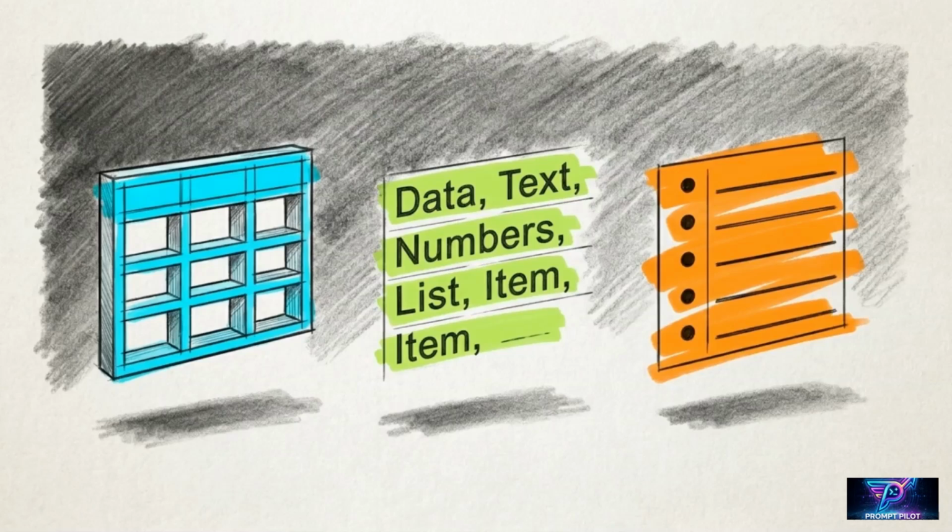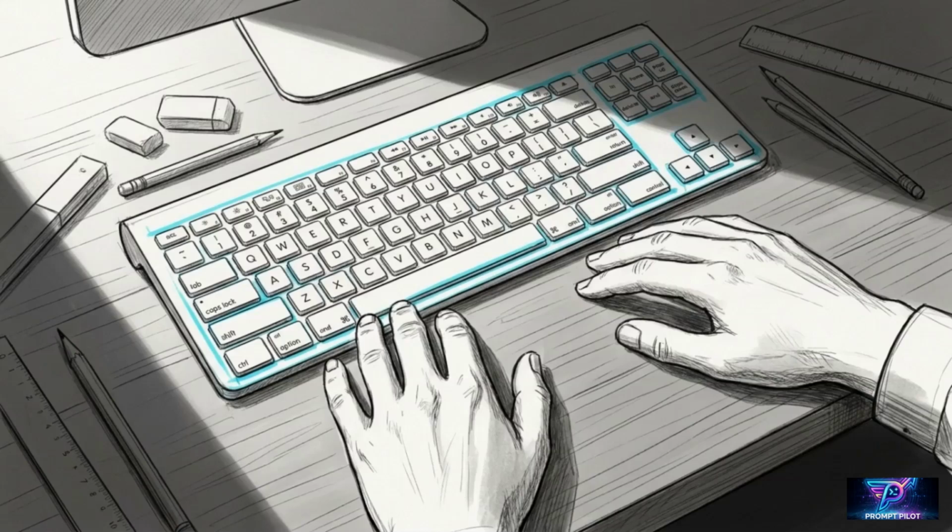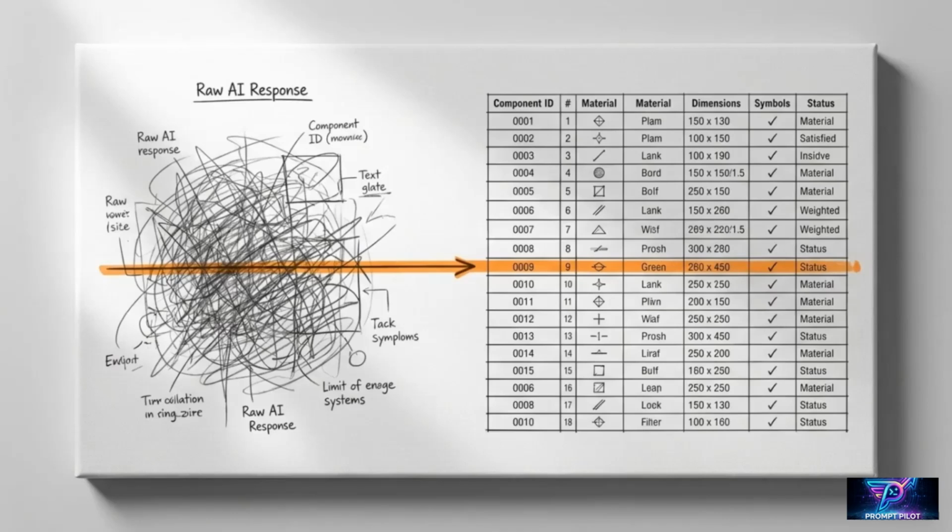You can demand a markdown table, a CSV structure, or a bulleted list so the information is ready for immediate use. As you can see in this diagram, a dense block of unstructured text can be organized into a clean 3-column table in a matter of seconds. Applying these constraints eliminates the need for extensive manual reformatting. It bridges the gap between a raw AI response and a structure you can actually use.